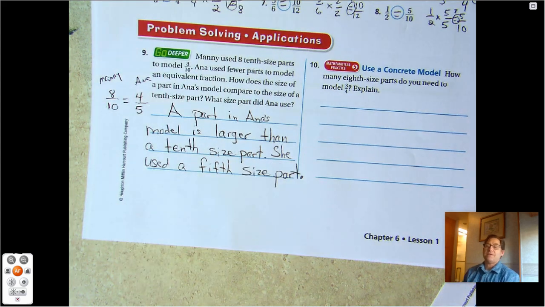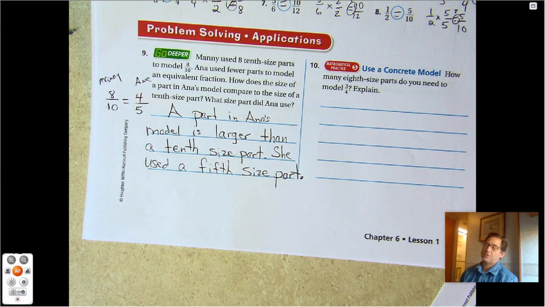And they use the same amount. They use an equivalent amount. They just differ in how they represented it. The size of the pieces in Anna's model is going to be larger than Manny's because she used a 5th size part. He used parts that are twice as many, or 10 parts.